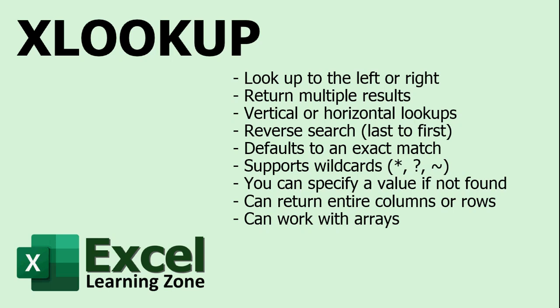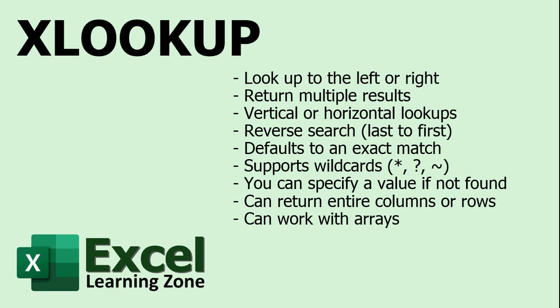So after years and years of using HLOOKUP and VLOOKUP and having lots and lots of limitations on the things we can do with them, they came up with XLOOKUP, which fixes a lot of those shortcomings. One of the biggest things is XLOOKUP can look to the left or the right. With a VLOOKUP, you can only look to the right. So that's a big bonus right there. XLOOKUP can return multiple results instead of just one item at a time. You can do vertical or horizontal lookup, so this one function replaces both VLOOKUP and HLOOKUP.